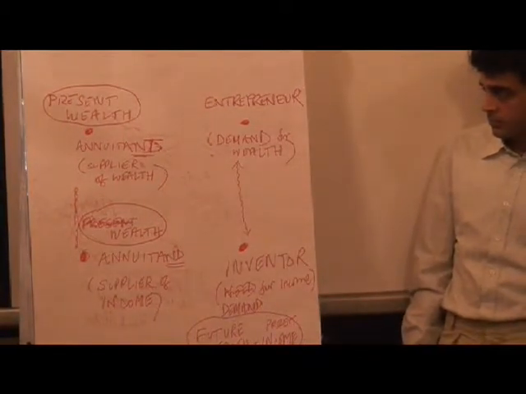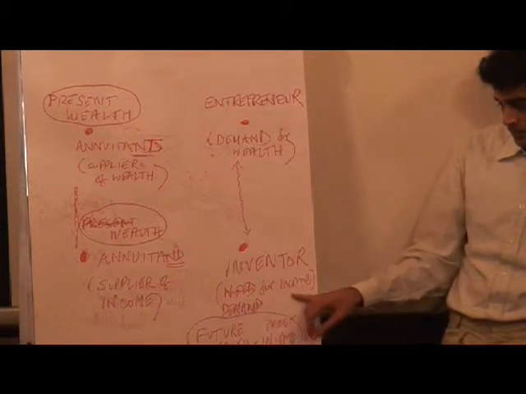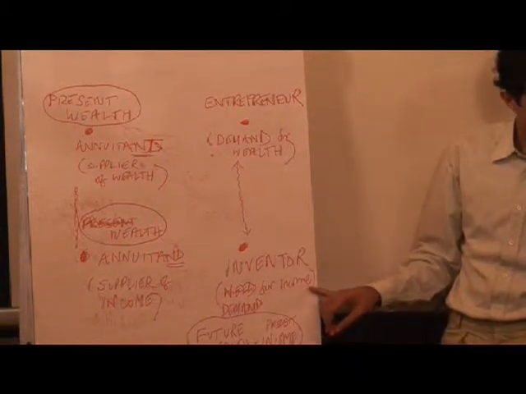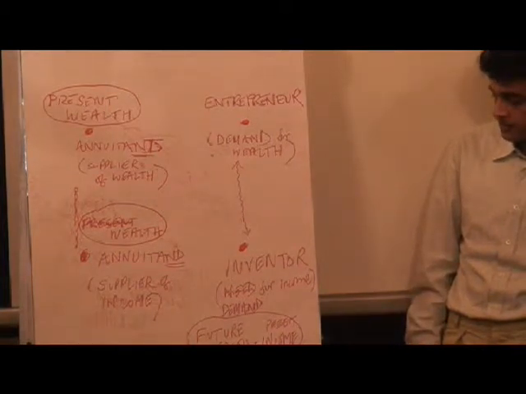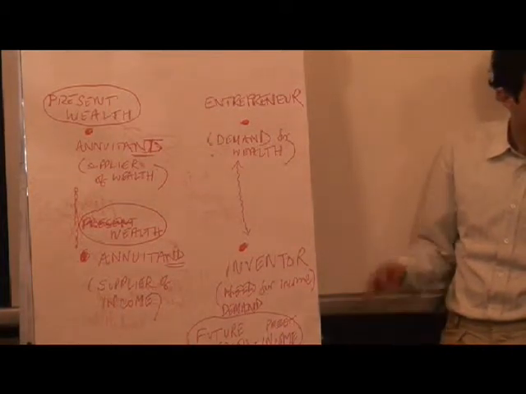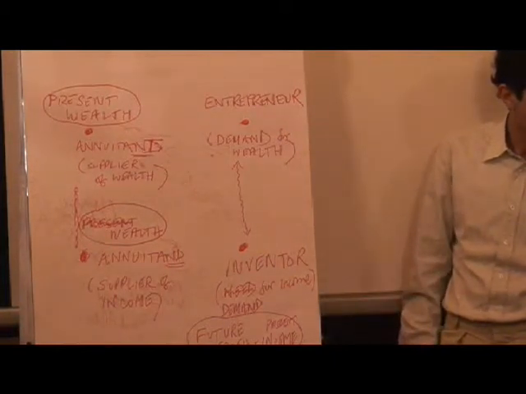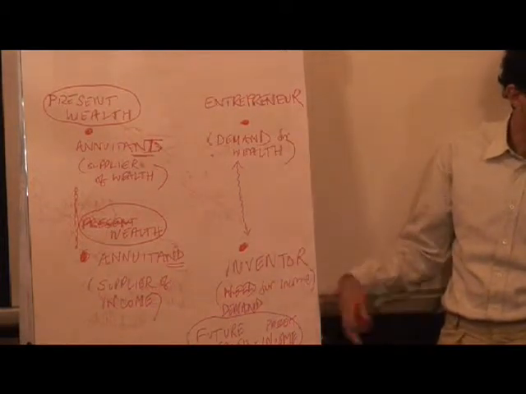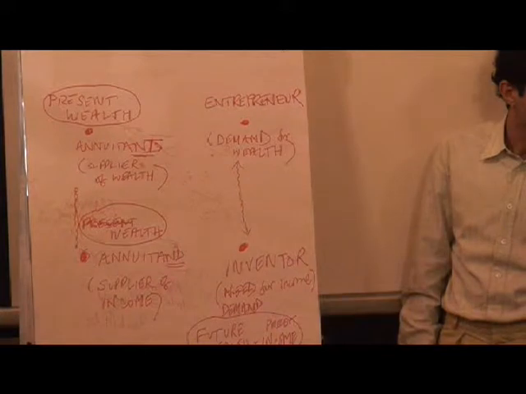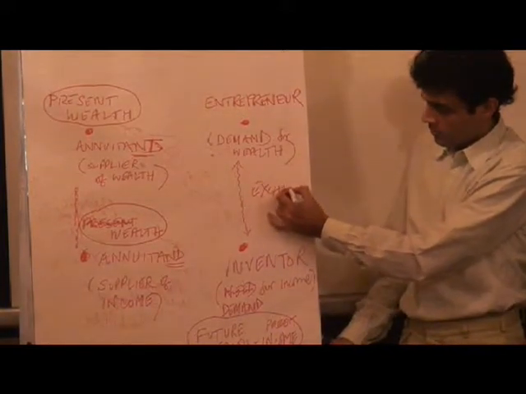One has a demand for wealth, the other a demand for income. So in what way do they complement one another? Suppose they form a partnership. There could be an exchange. Exchange of income and wealth again. The entrepreneur doesn't have one.